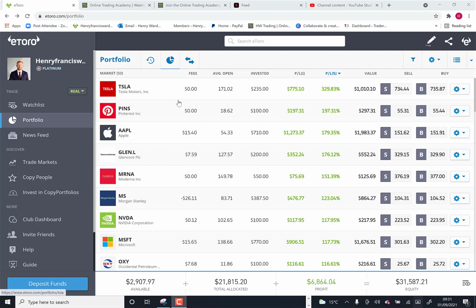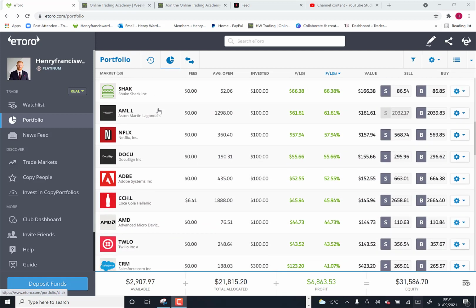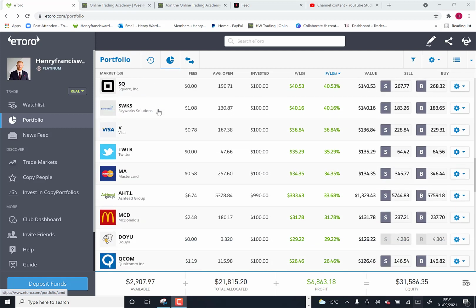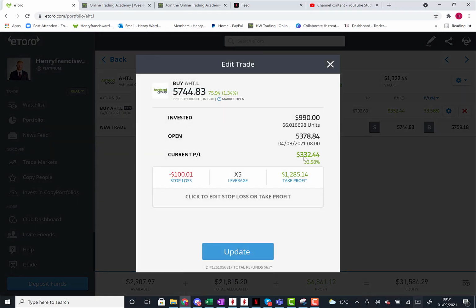Now let's scroll down here and have a look. Scroll down to Ashtead. Remember we placed this trade. So this is the Ashtead group. It's now at £333. If I click on this here. Now remember when we took this trade, I had a take profit of £300 on it. So I risked £100 and I had a take profit of 300.